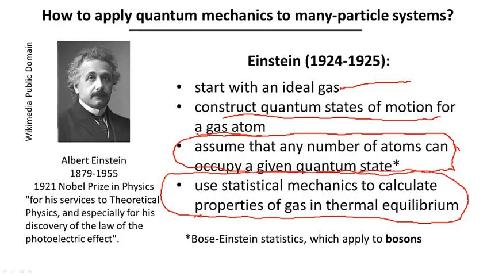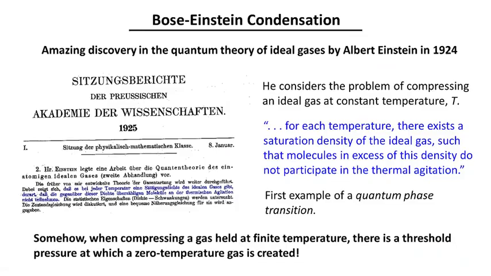Now, in modern language, this assumption that any number of atoms can occupy a given quantum state is called Bose-Einstein statistics, which apply to bosons, which have integer spin: 0, 1, 2, and so on. So a photon is a boson, and a pair of fermions is also a boson. We'll get to that momentarily. Well, in carrying out this seemingly simple program, Einstein discovered something absolutely amazing.